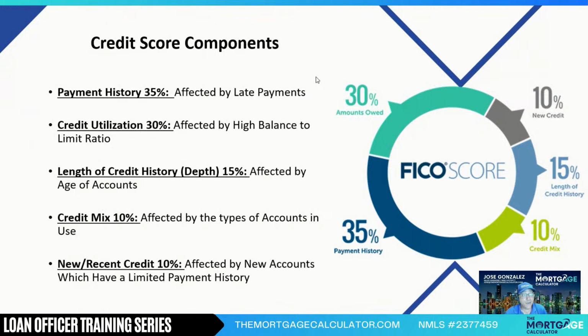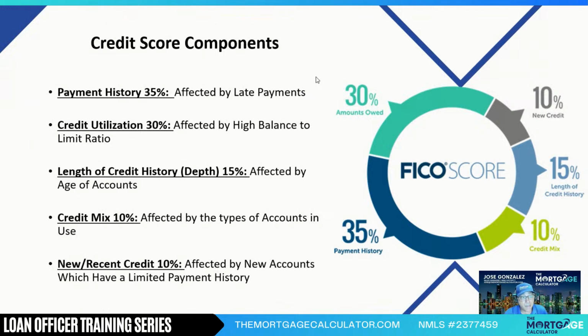The length of credit history is 15% of the scoring model, and that is affected by the age of the accounts. Reason being, the longer those accounts have been around, the more payment history that you can review. So it adds more weight to the longer they've been making payments. So length of history is 15%.